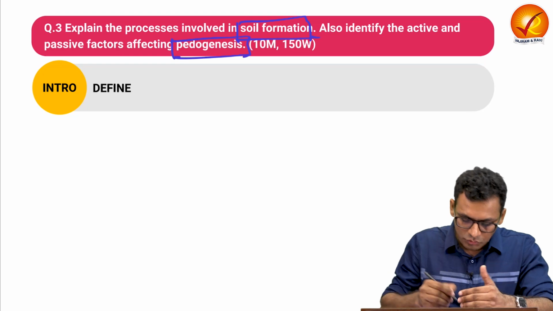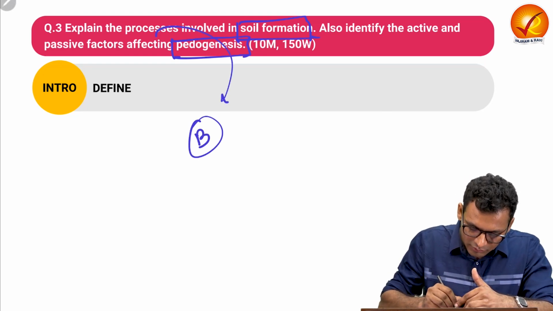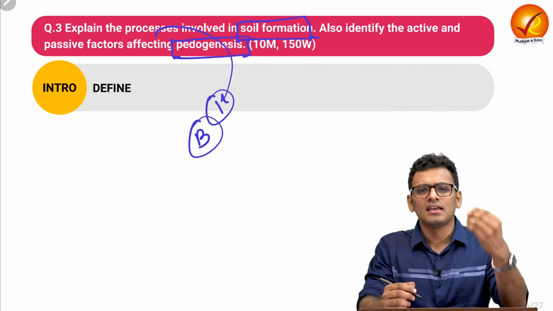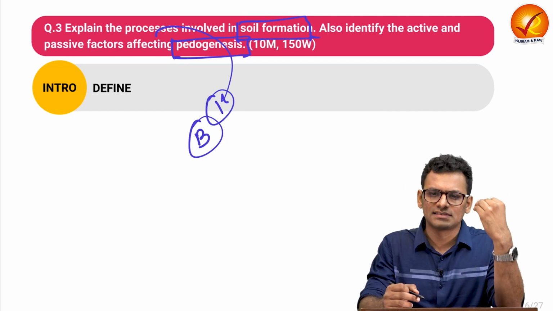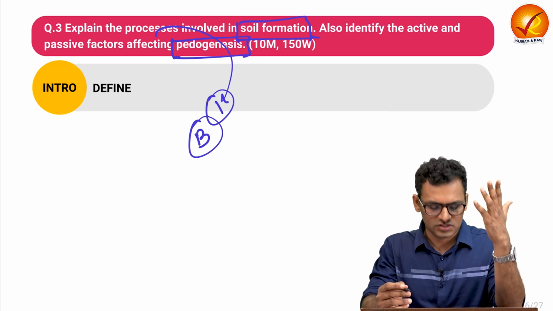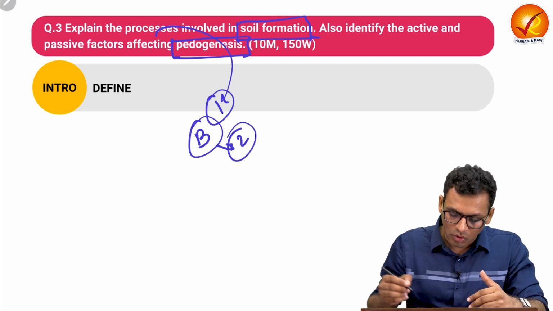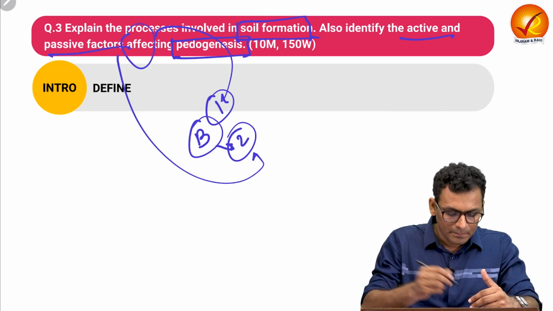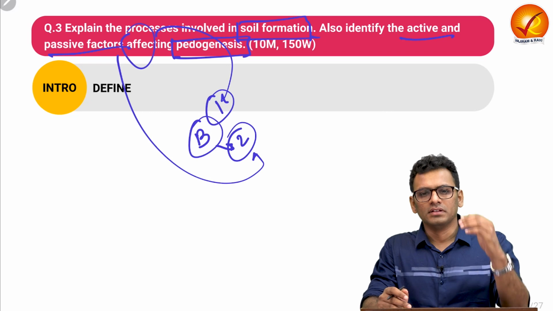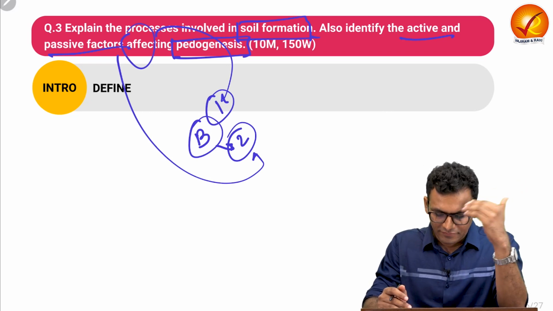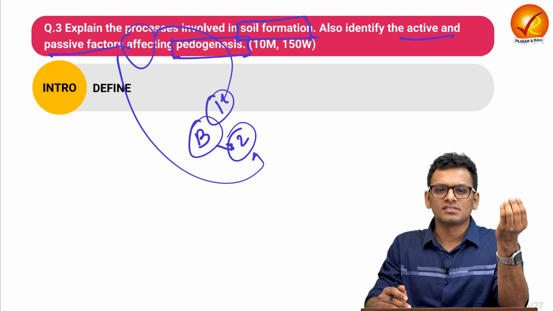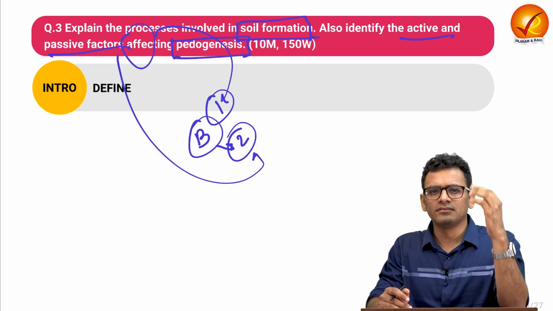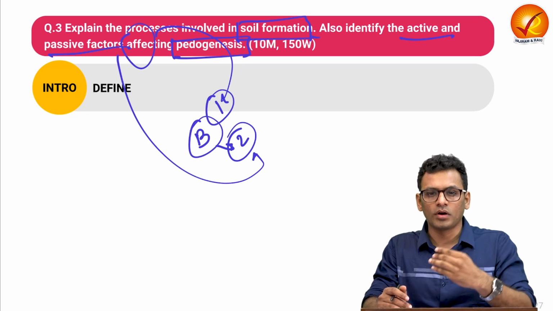Then in the body, we have 2 major demands. Firstly, we have to talk about the processes. So in heading 1, you will list down all the processes and explain in 1-2 lines, along with an example, what exactly each process refers to. In heading 2, we have to talk about the active and passive factors affecting pedogenesis. So over here, you will give a heading about the factors involved in the processes of pedogenesis, where you will list down 2 subheadings, active and passive, with different dimensions and points for the same.